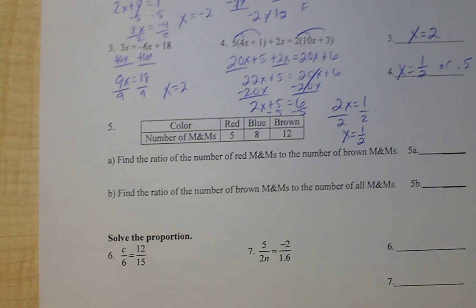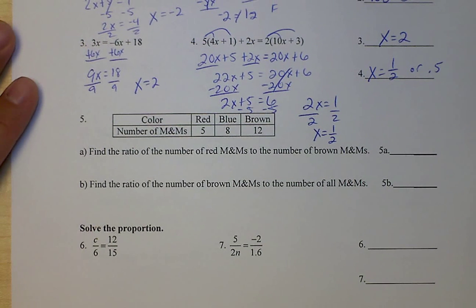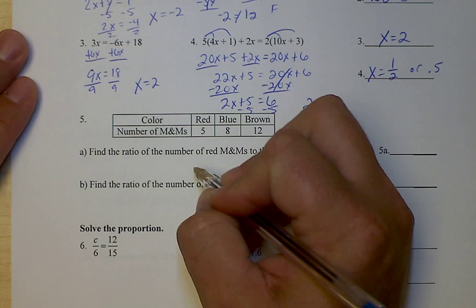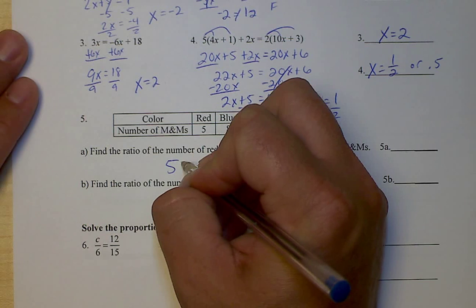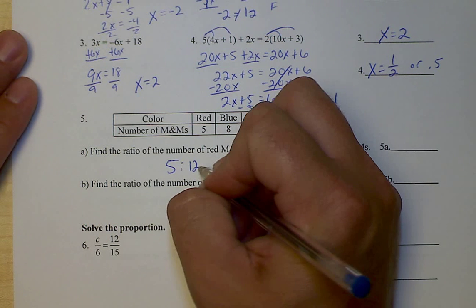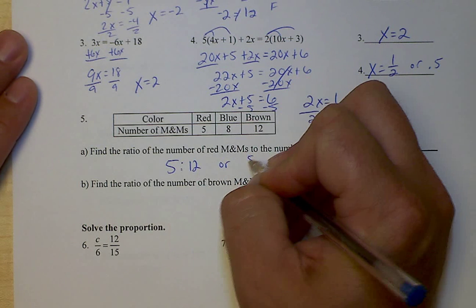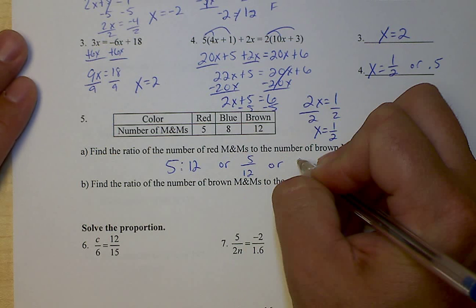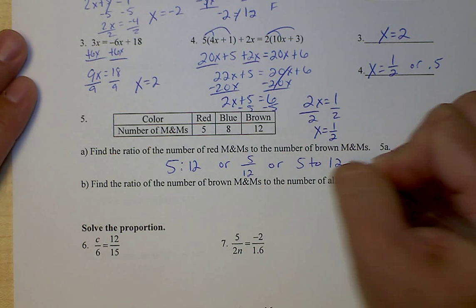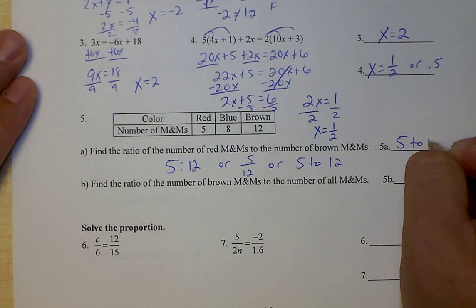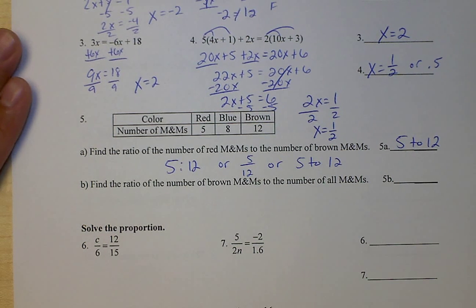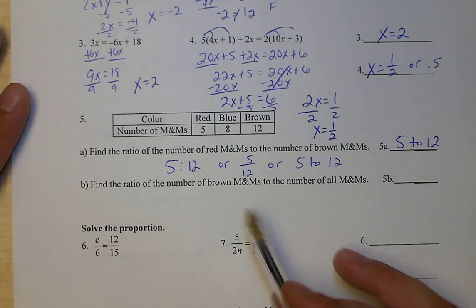Okay, 5 says find the ratio of the number of red M&Ms to the number of brown M&Ms. So that would be written either as 5 to 12, or 5 over 12. Okay, any of those answers work. I just need to make sure that they're simplified, which those all are.